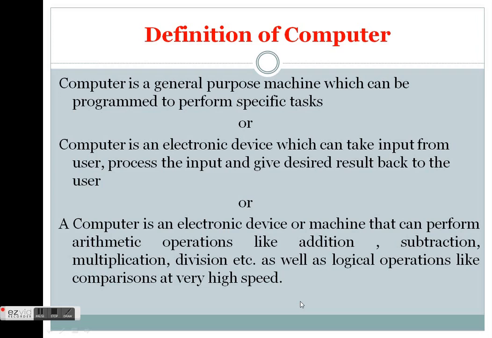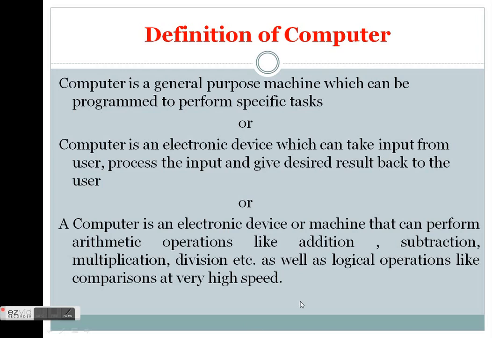Students, the second definition of computer is that computer is an electronic device which can take inputs from the user, process these inputs and give the desired results back to the user. In this definition it has been said that the computer is an electronic device. What does this mean? Electronic device means the components of the computers are electronic components, such as transistors, MOSFETs, capacitors, resistors, etc. In the second part of the definition, it takes inputs from the user, processes the inputs and gives the desired results back to the user.